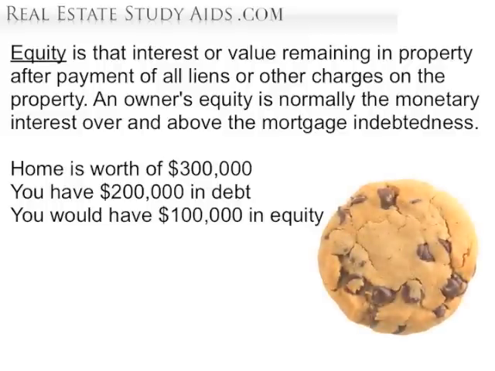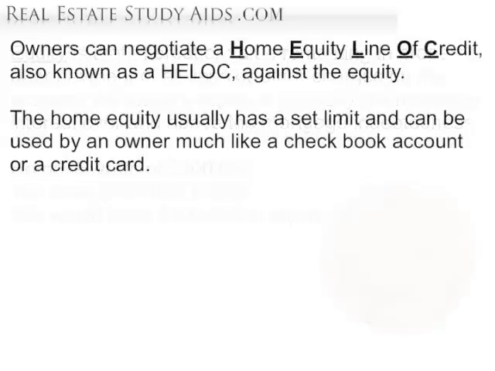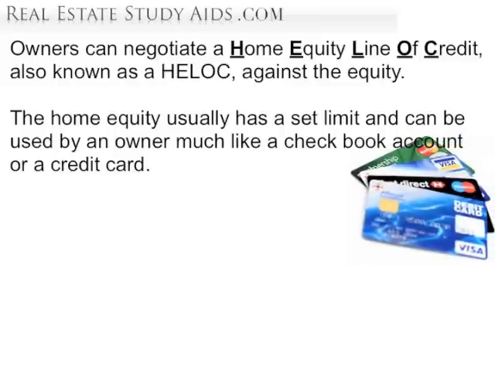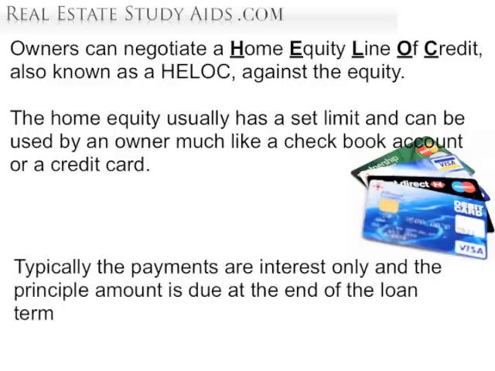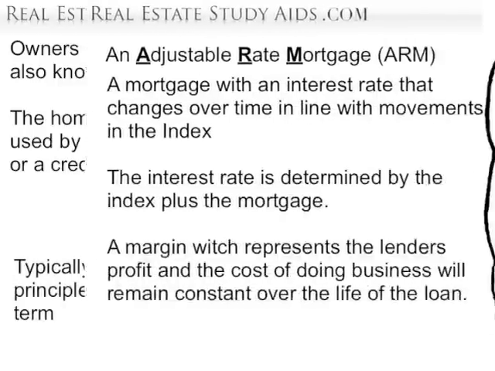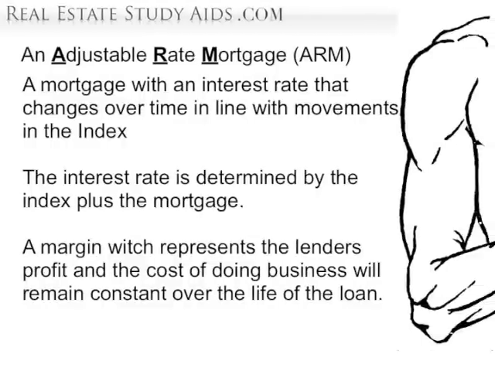with. Owners can negotiate a home equity line of credit, also known as a HELOC, against the equity. The home equity usually has a set limit and can be used by an owner much like a checkbook account or a credit card. Typically, the payments are interest only and the principal amount is due at the end of the loan term.